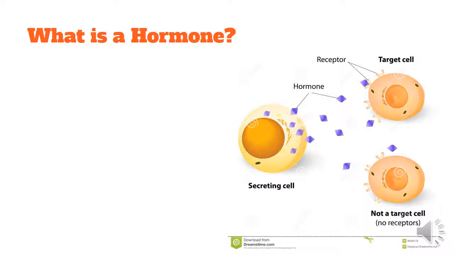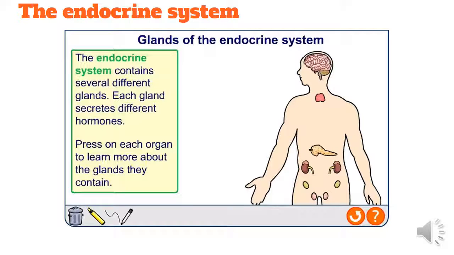So what is a hormone? Hormones are messengers. They're meant for specific cells and tissues. So they don't just randomly throw in there. They go to certain parts. So glands of the endocrine system.